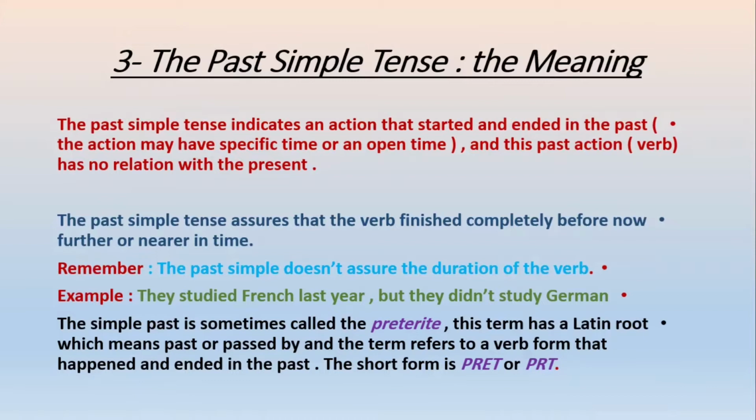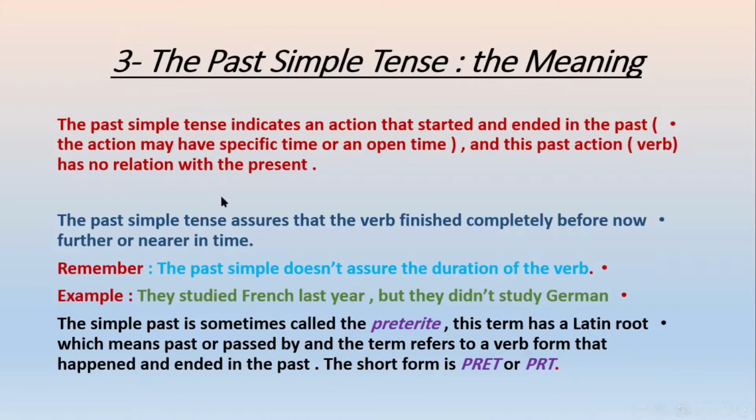Another idea to be added here, sometimes we call the past simple a preterite. Preterite is a term of Latin origin. Sometimes we find the final letter E at the very end, and sometimes it is not found there. So in all cases, we say preterite. Preterite means passed by, before now, an action in the past, and so on. It is abbreviated, or it has a short form of PRET or PRT. So this is what we mean by the past simple.